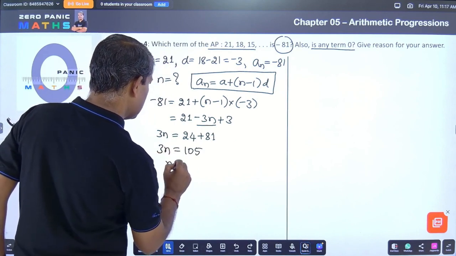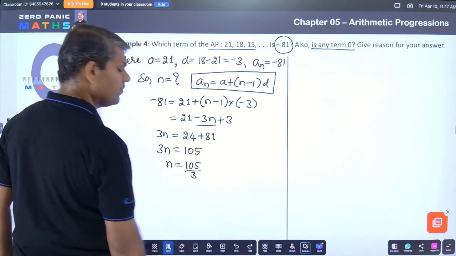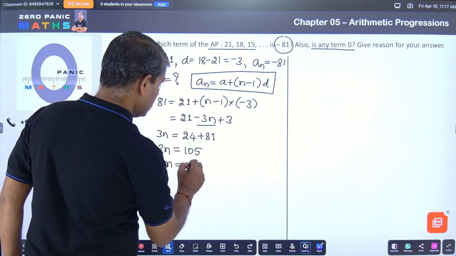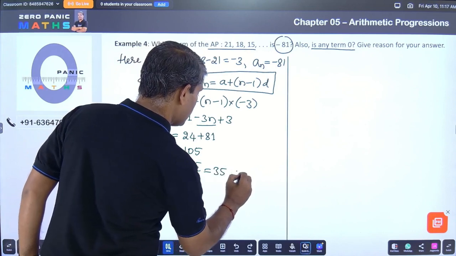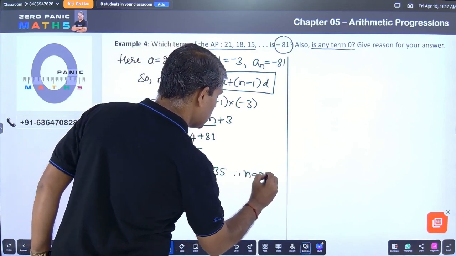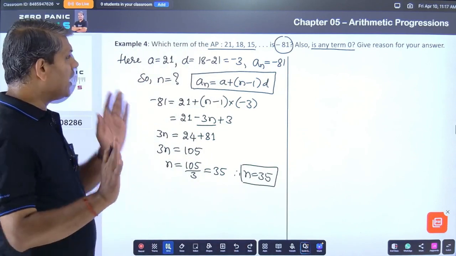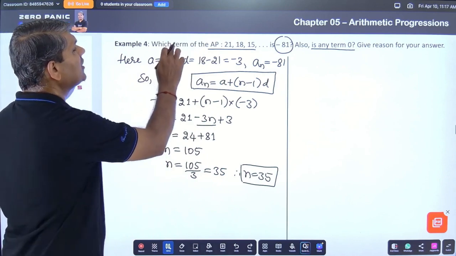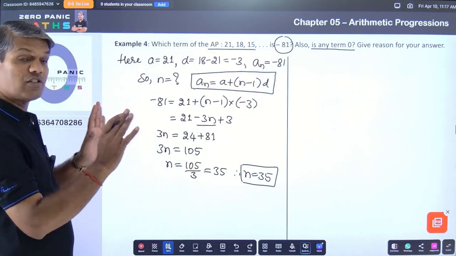So what is n? n is equal to 105 divided by 3, right? So 3 3s and 3 5s, it is 35. So therefore, n is equal to 35. So what does it mean? If n is equal to 35, it's very simple, that 35th term of this AP is minus 81. That is our first part.